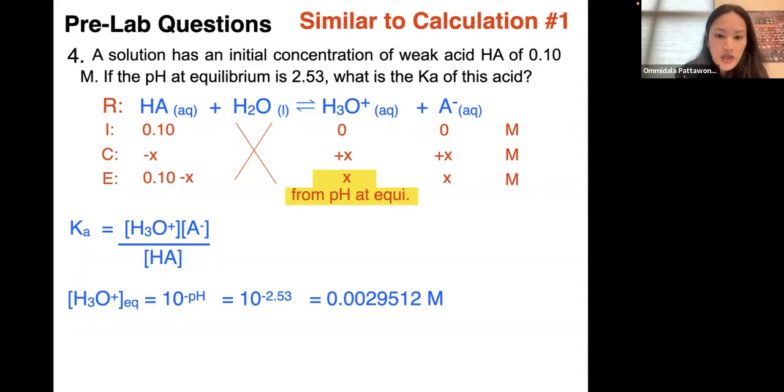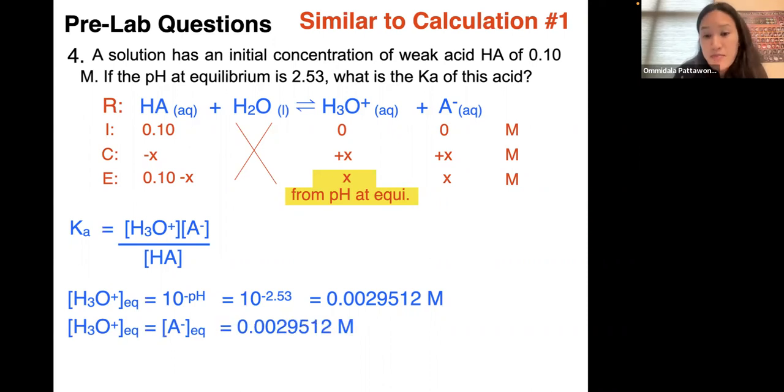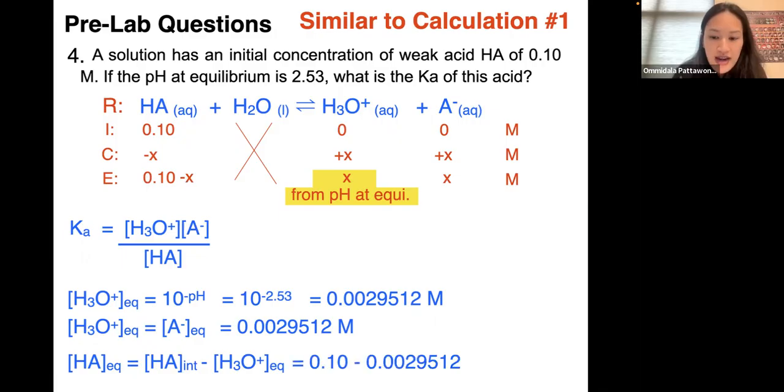What I can do next is that, remember, this represents X, right? Because that's the concentration at equilibrium from the pH. So if this is X, the concentration of the conjugate base is also going to be another X as well. That means the conjugate base would be the same concentration as the hydronium ion. Now, what about the concentration of this acid at equilibrium? Well, all you have to do is subtract the X value from the initial, and that's what you're going to get, right?